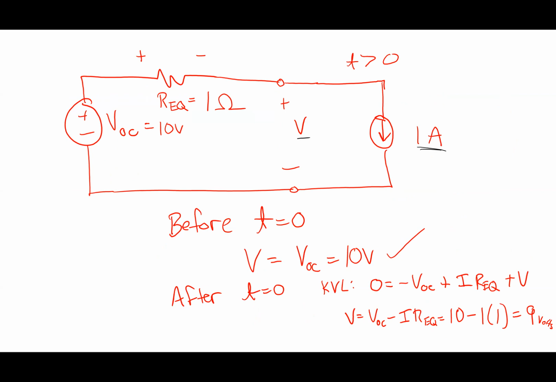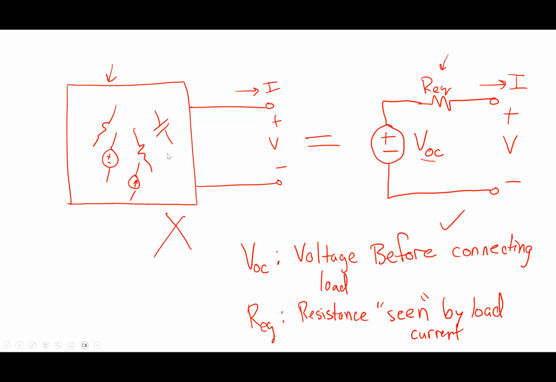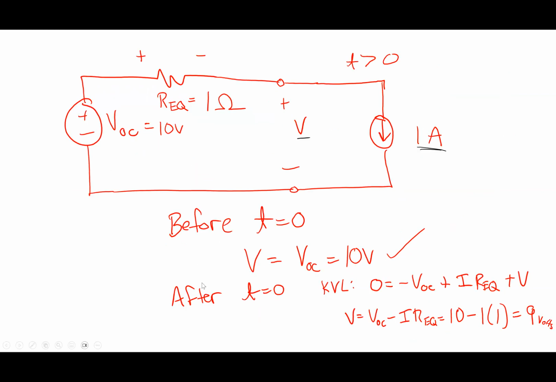So the way I think about this is, no matter how complicated the network was inside this box right here, from the perspective of its terminals, when no load is connected, the voltage I get at the terminals is VOC. If I connect a load at the terminals, what I see is that the voltage at the terminals drops. It drops below whatever the open circuit voltage was. So what matters is the impedance that is seen by that current at the terminals.